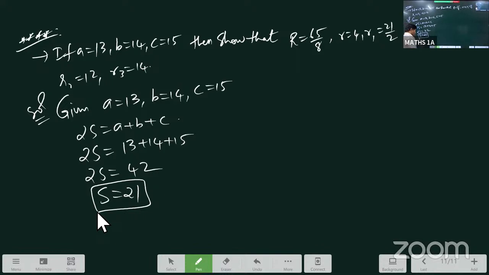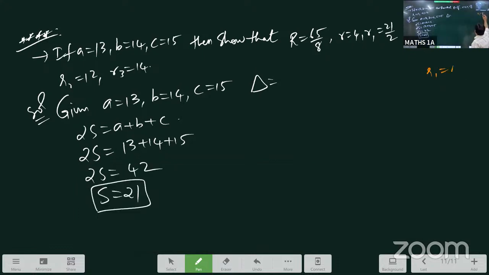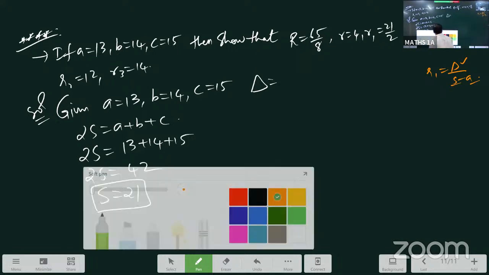Once you get s, you are going to find delta. Step-by-step approach, because in order to find R, R1, R2, R3, I want delta and S. According to those formulas, R1 is delta by S minus C. So I want delta, I want S. Anyway, A is given. So before that, you are going to find S. I got S. Once I got S, then we are going to find delta.